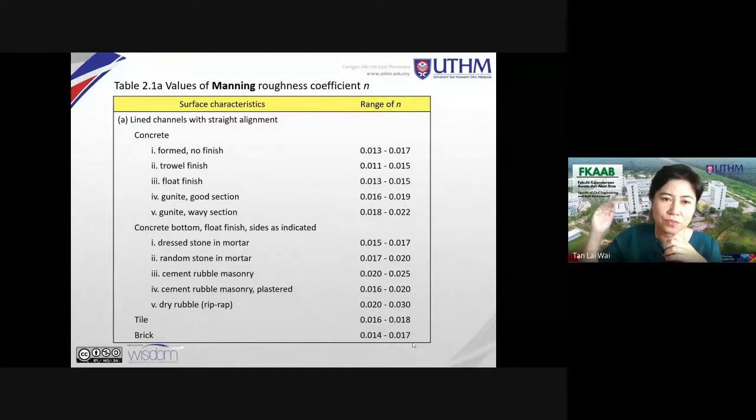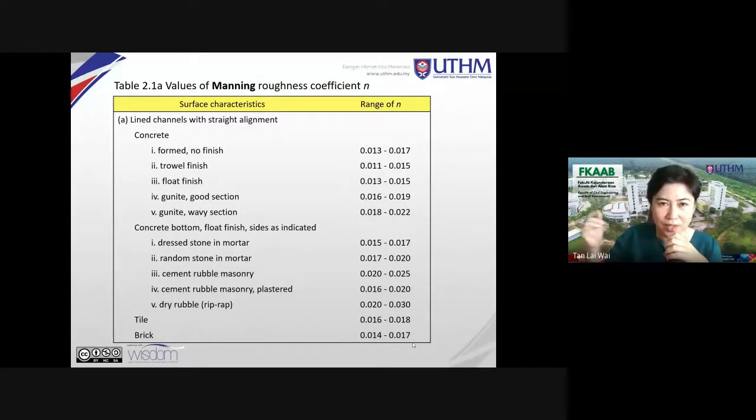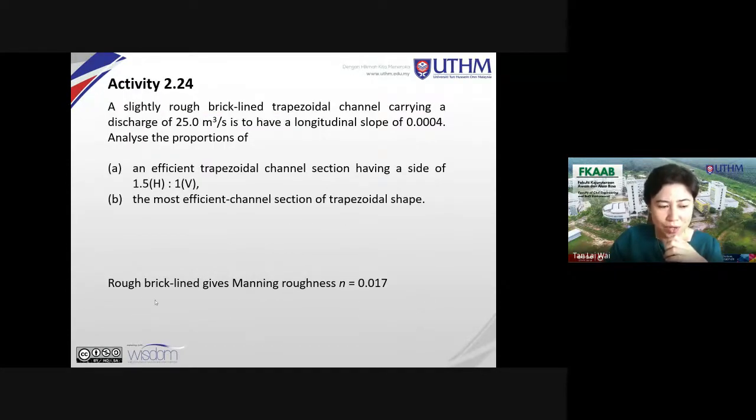When it's rough and when you choose a higher Manning, it actually will reduce your velocity of the flow, or the rate of discharge basically. So you have justified that since the question says the lining is rough, that's why you choose the higher limit. You could also justify using a slightly lower Manning, maybe 0.015, saying the question says it's slightly rough. It doesn't matter. You can choose any number, but you normally will provide justification why we choose a certain value. Now, let's go back to the question. I said it's rough brick line, then I'm using Manning roughness 0.017.